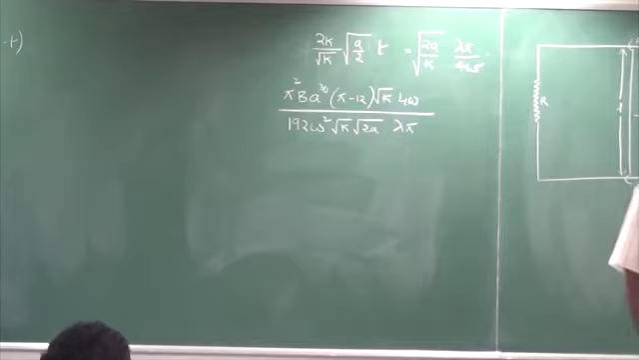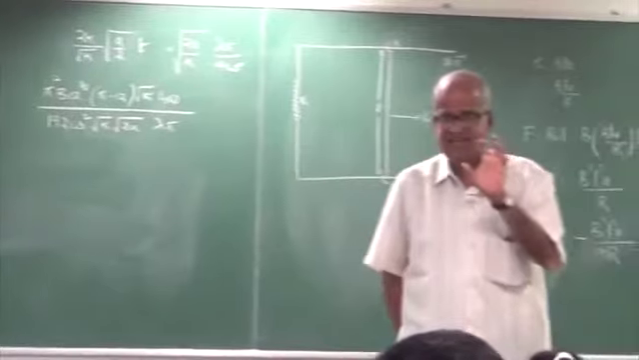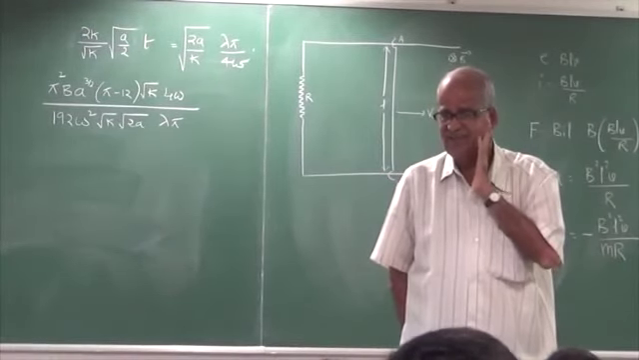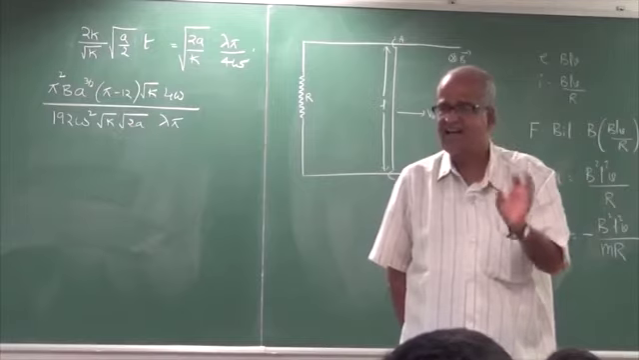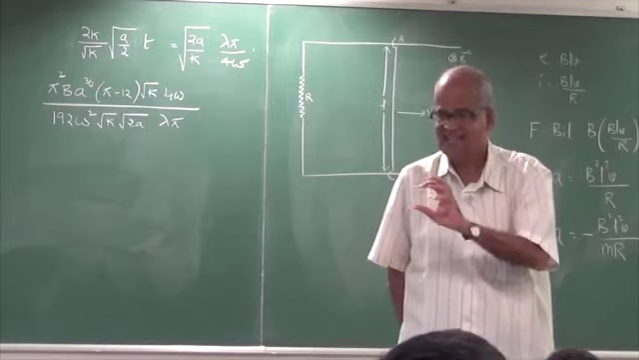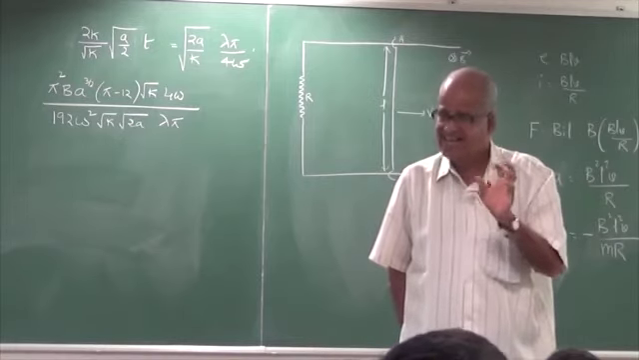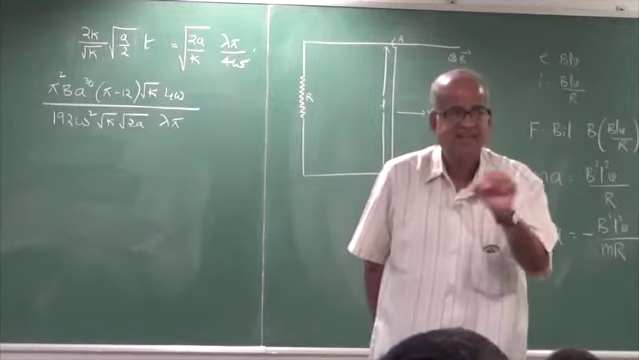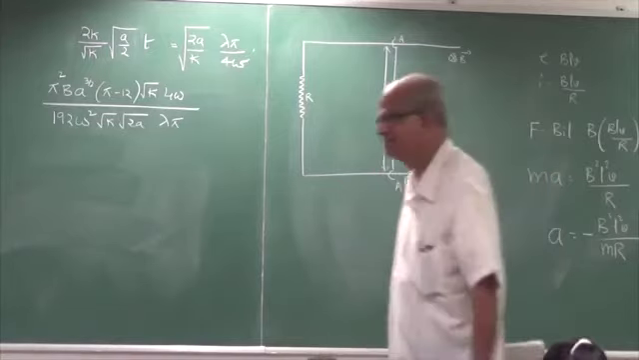Instead of that, he has given phi. Differentiate it with respect to t, that will give you E. E by R will give you I. I squared R dt, integrate it from 0 to tau. Come on, do it.